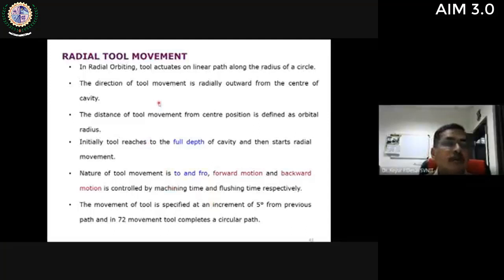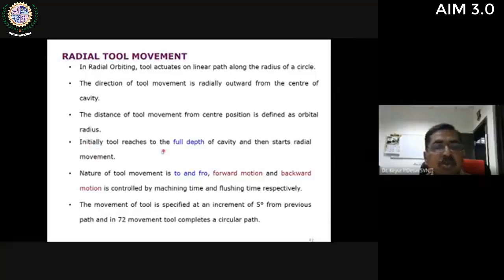Radial tool movement. In radial orbiting, the tool actuates on a linear path along the radius of a circle. The direction of tool movement is radially outward from the center of the cavity. So initially, you have to carry out the boring process first, and then you have to allow the tool to move radially. The distance of tool movement from the center position is defined as the orbital radius.